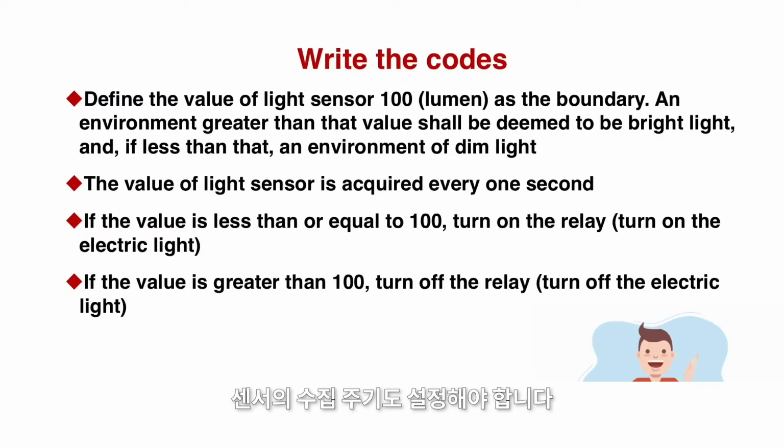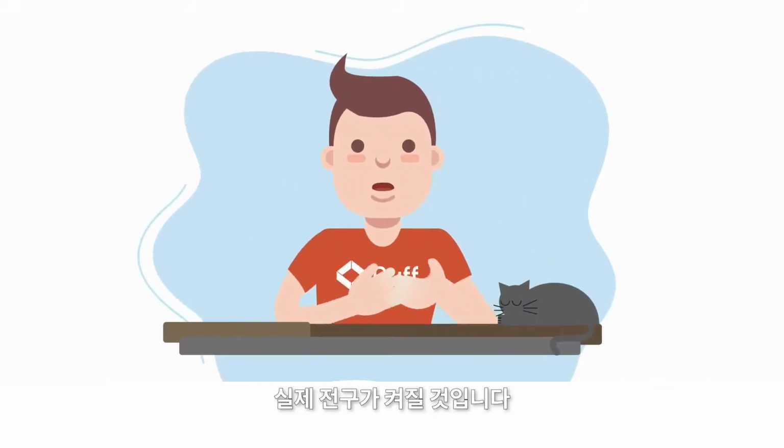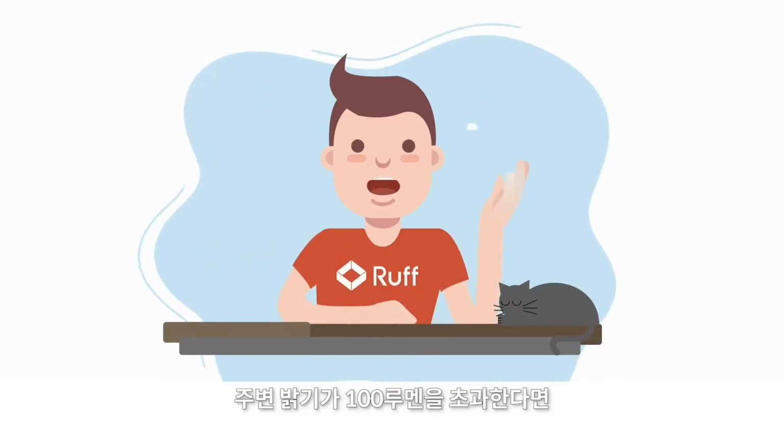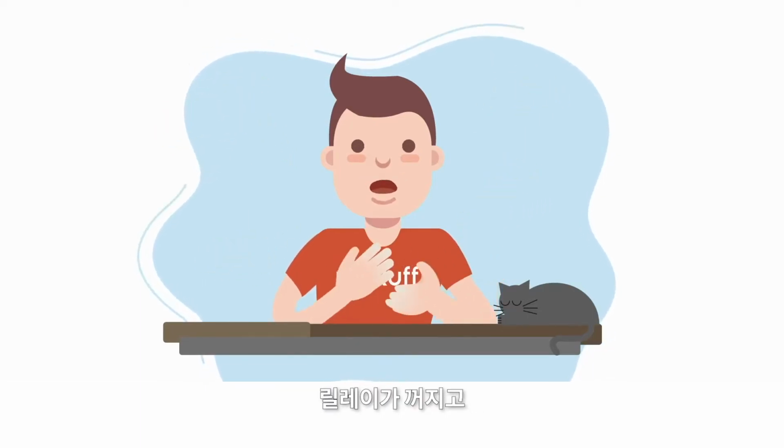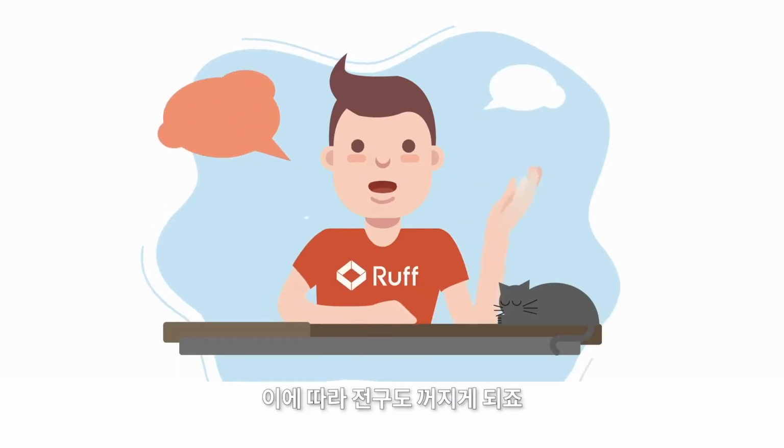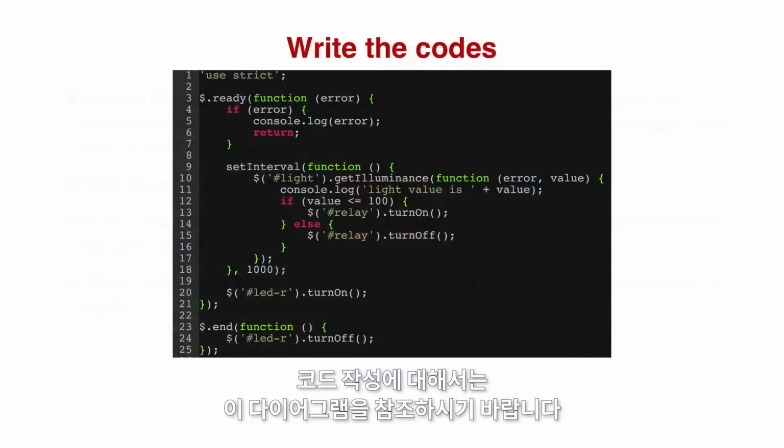Also, we need to set the period of acquisition. Here we set it as 1 second. If we set that the sensor acquires a numeric value every 1 second, and if it is less than 100, the relay is turned on. To turn on the relay is actually to turn on the electric light. If it exceeds 100, the relay is then turned off, for example, to turn off the light. As for its code, we may look at this diagram.